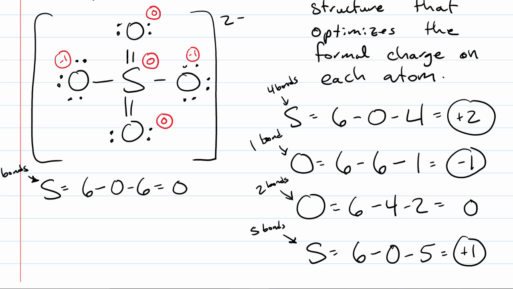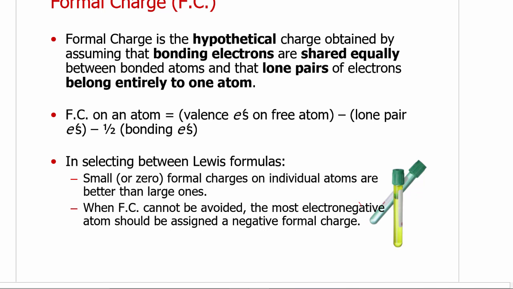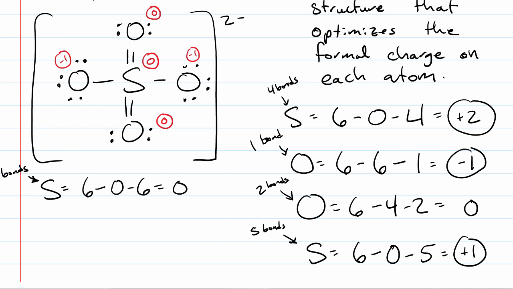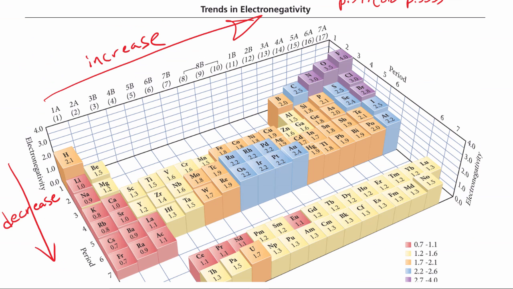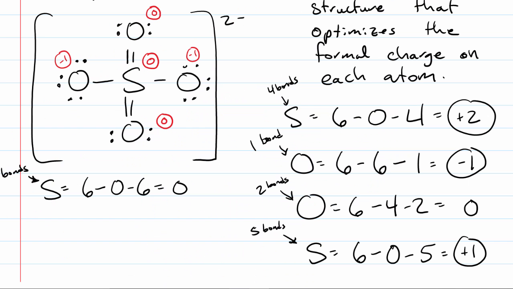It should be assigned to the one that has the greater electronegativity. And does oxygen have the greater electronegativity in this case? Yes, it does. We come back here, we see that the electronegativity of oxygen is 3.5 versus the sulfur here, which is 2.5. And that means that in terms of optimizing the structures, we have now optimized the structure of the sulfate ion.